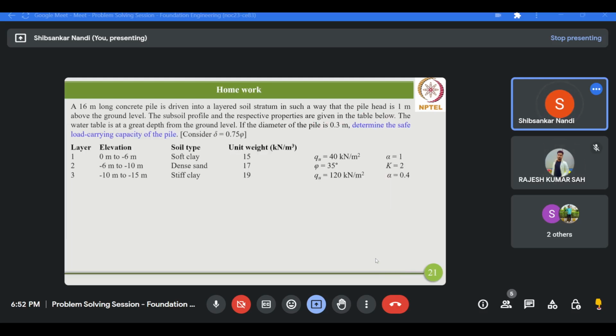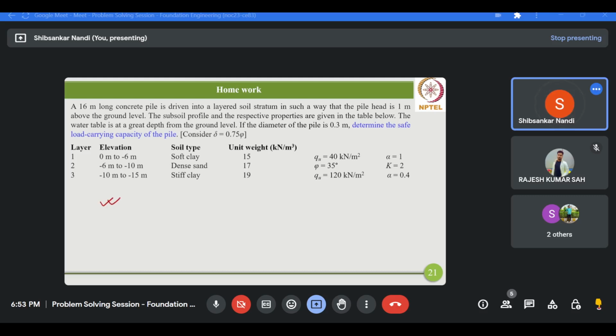Coming back to this homework problem, for the third layer, extending from -10 to -15 meter, we have stiff clay, unit weight 19 kilonewton per meter cube, unconfined compressive strength 120 kPa, and the adhesion factor is 0.4. With this given data, we have to report the safe load carrying capacity of the pile.